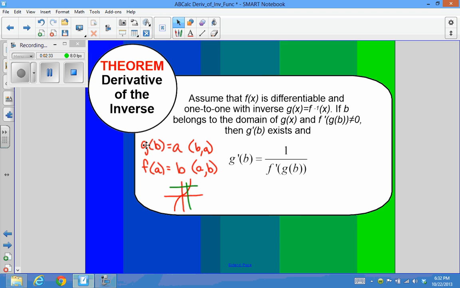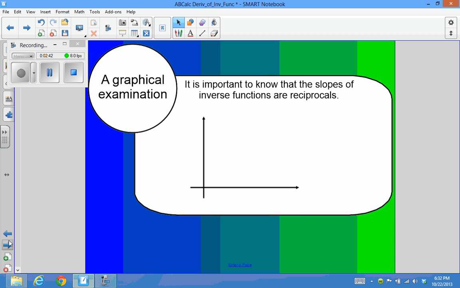So, here we go. Let's see if we can figure this out. Please write this down. Not always the easiest formula to wrap your mind around. Important to know that the slopes of inverse functions are reciprocals.